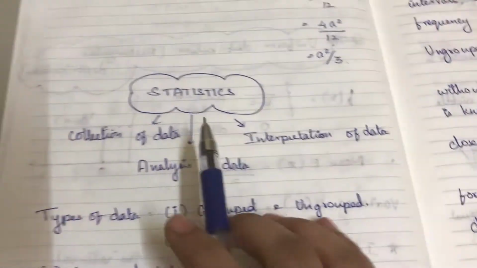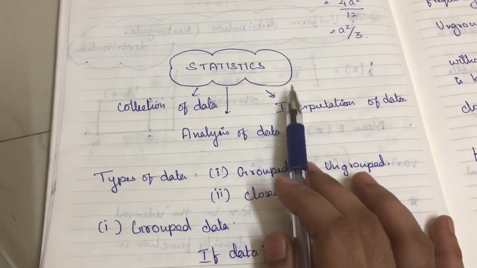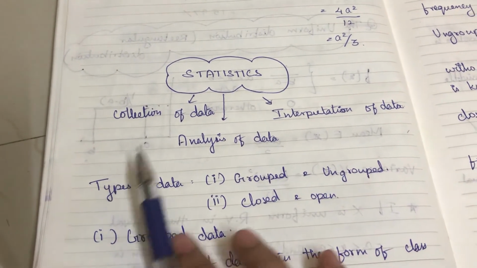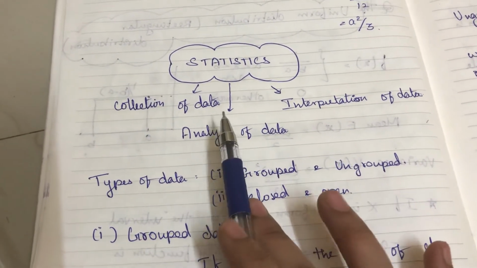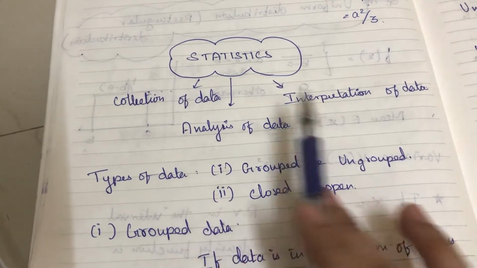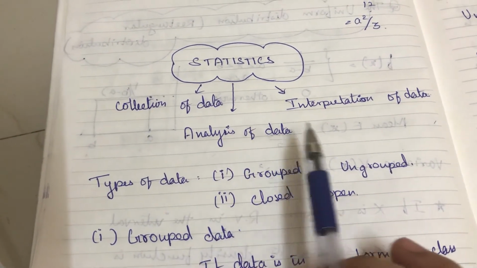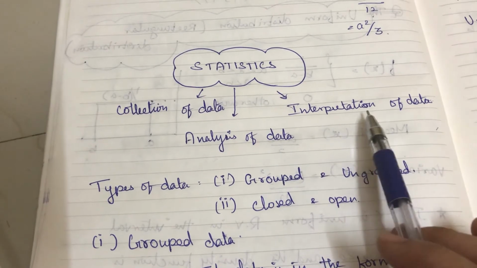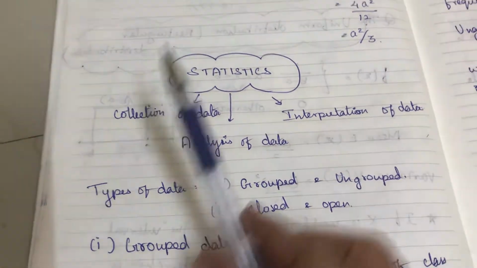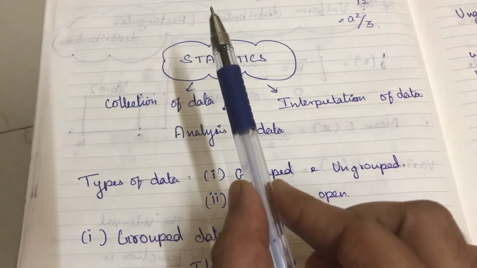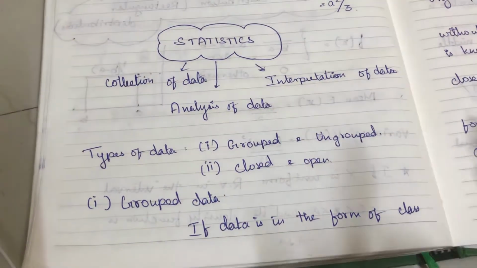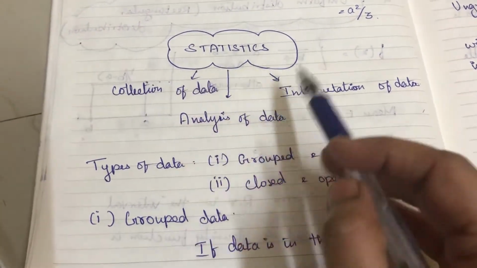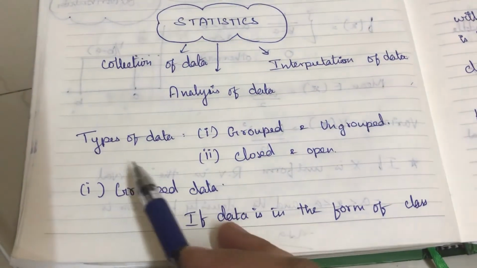Okay. Next one, statistics. Statistics means what? Statistics is nothing but collection of data. Then we need to analyze the data, then interpretation. First we need to select the data and then analyze it and then interpret it, right? So these things come together to form statistics.